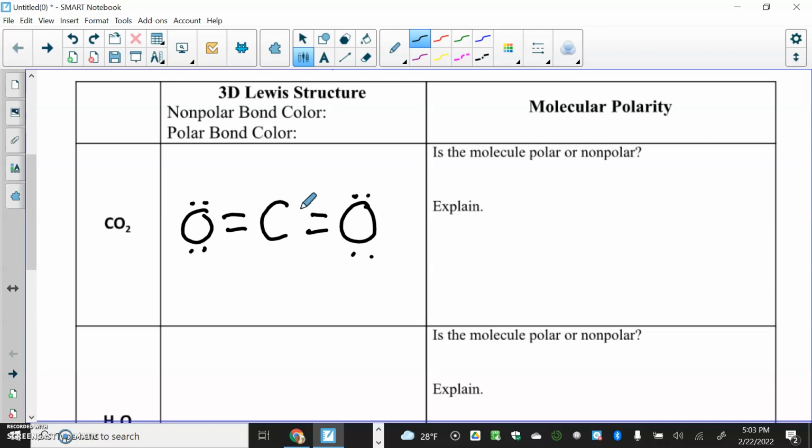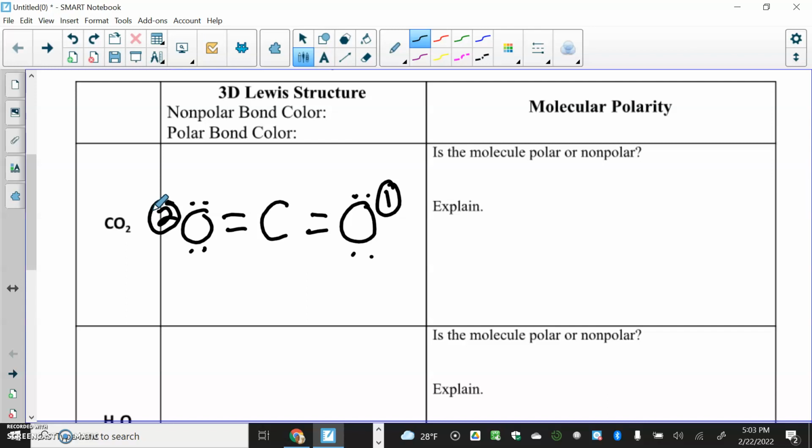Now, let's determine what its shape is. So carbon's a central atom. It has 1 thing attached to it over here and 1 attached to it over here. So its shape is linear. So this does not have a 3D structure. You can't make a 3D structure out of a line.